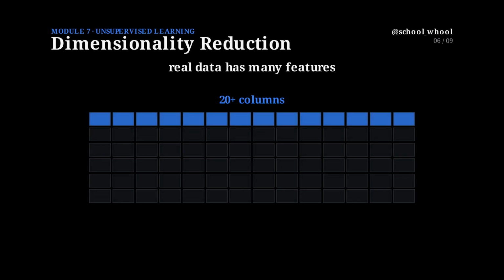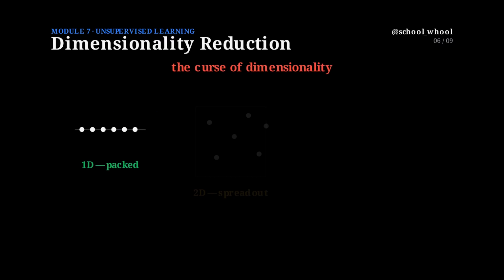Let's see why. Picture a customer table with not 2 columns, but 20: age, income, visits, clicks, returns, and on and on. We simply cannot picture 20 dimensions, and many models slow down or get shaky when fed so many features at once. There's a deeper issue with a memorable name, the curse of dimensionality.